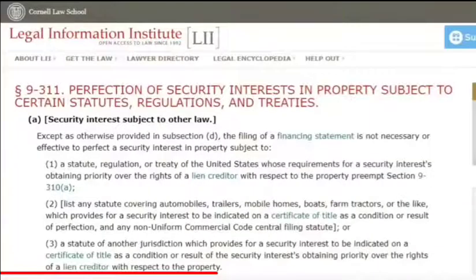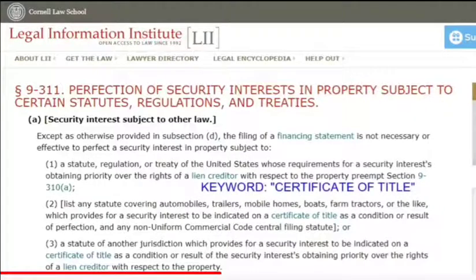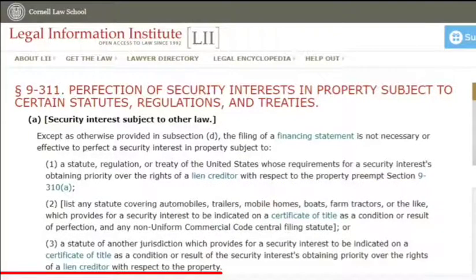And I also want to advise you to look up UCC 9311. It's about the certificate of title and basically liening it. But basically, if you look at paragraph 2, it says list of statute, covering automobiles, homes, etc., which provides for security interest to be indicated on a certificate of title as a condition of perfection, and any non-uniform commercial code central filing statute. Okay, so we're going to get to that part a little later in the lessons as far as what's going on there, but that is a part of authenticating your birth certificate. So it's really good information to reference. UCC 9311, UCC 9312. Please go read this. Okay, and this is not a hard process. It's not hard at all.